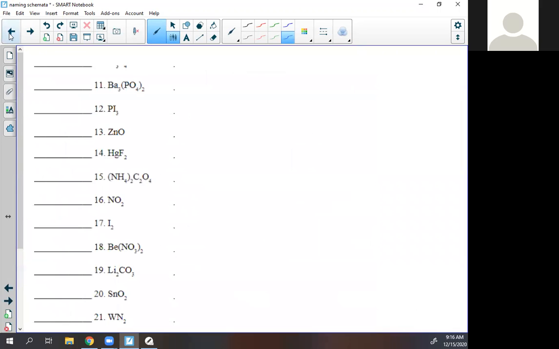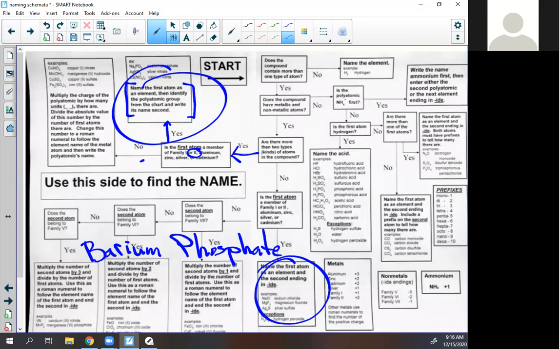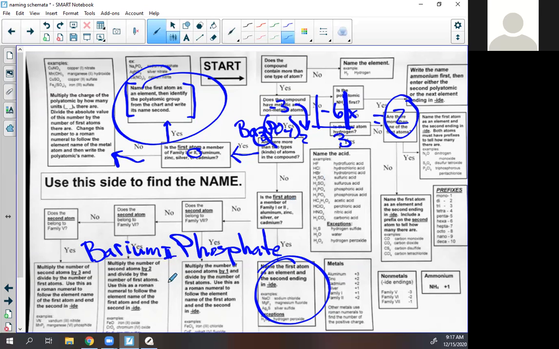Now, to remember that, it's always a +2. If I go to this box and do this process, it was Ba3(PO4)2, if I remember right. I would have taken -3 times 2, that's a -6. I would have taken the absolute value and divided it by the number of first atoms, and I would have got a 2. And then you would have thought, oh, I'll put barium 2 phosphate. But for the metals where the charge is always known, barium will always be a 2. I don't need to put a Roman numeral 2.